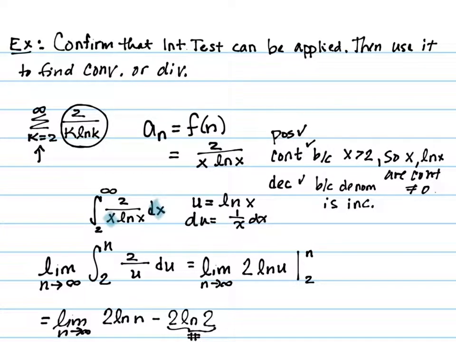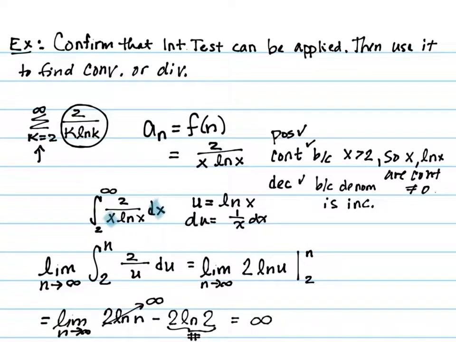What about the 2 ln n? What happens as n goes to infinity there? Yeah, Annika? It's going to get infinitely larger, right? Natural log goes to infinity slowly, but it goes to infinity. So this piece is infinity. The second piece is some kind of a number. All in all, what this tells you, this is an infinite limit.